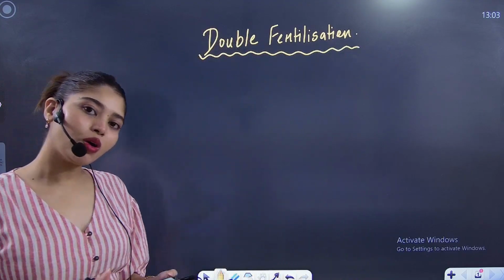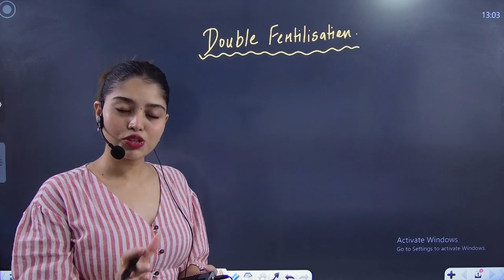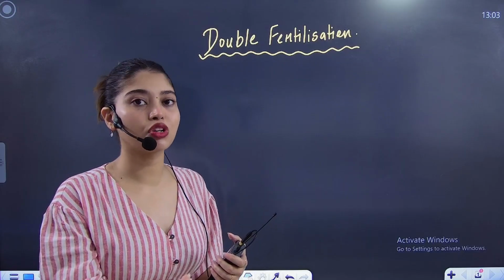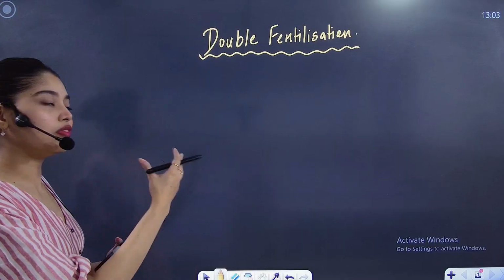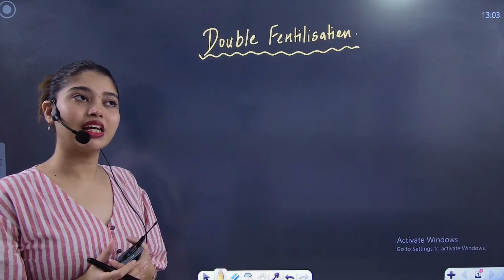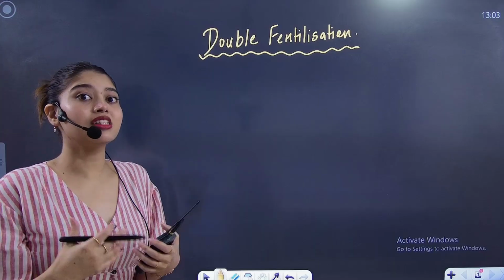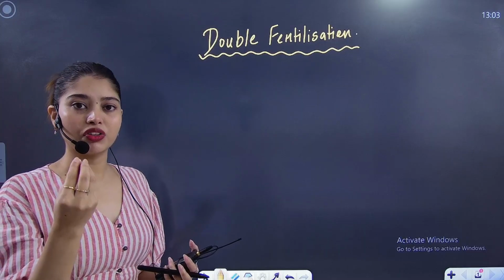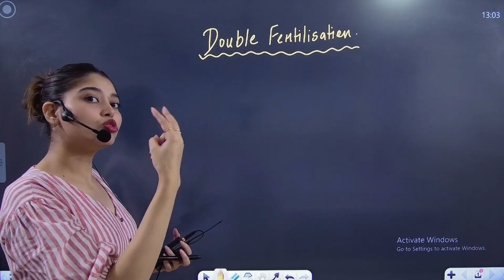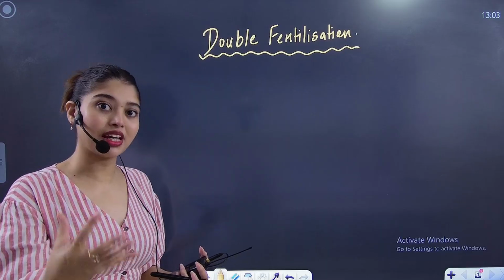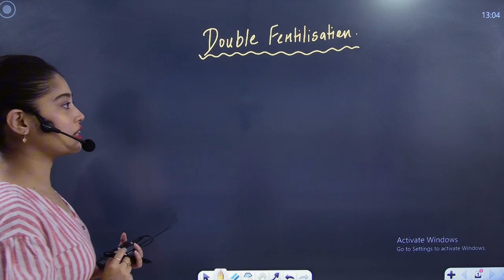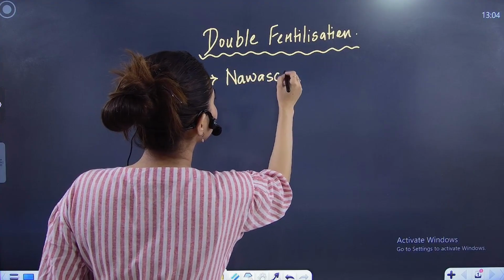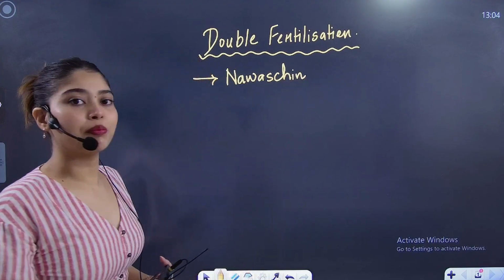So students, we all know what sexual reproduction is, right? Sexual reproduction is nothing but the union of male and female gametes, which results in the formation of a zygote. In flowering plants, that is in angiosperms, fertilization takes place twice. Why so? Because each pollen grain contains two male gametes, and those two male gametes fertilize two different structures, and hence double fertilization. This process was first discovered by Navaschin.